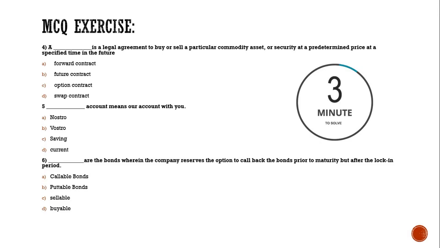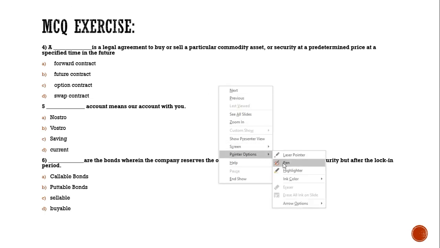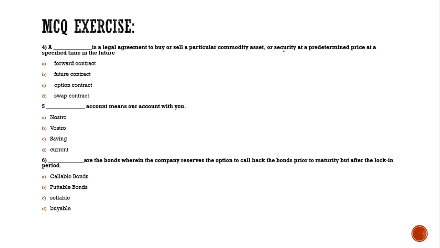Okay, now let us discuss what is the correct answer for the three MCQs. First, a dash is a legal agreement to buy or sell a particular commodity, asset or security at a predetermined price at a specific time in the future. The correct answer for that is future contract.